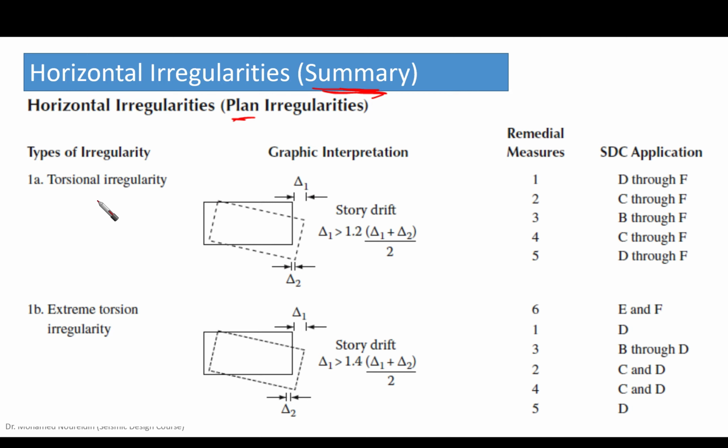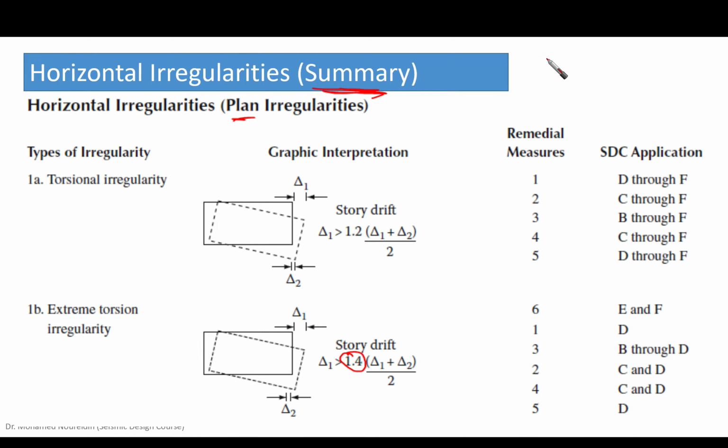So for the first one, torsional irregularity, we have, as we said, delta 1, which is the largest drift in one of the corners. It is going to be larger than 1.2 times (delta 1 plus delta 2) over 2. Okay, and for the extreme torsional irregularity, the factor is going to be 1.4 times the average. Okay, so there is something here that is added.